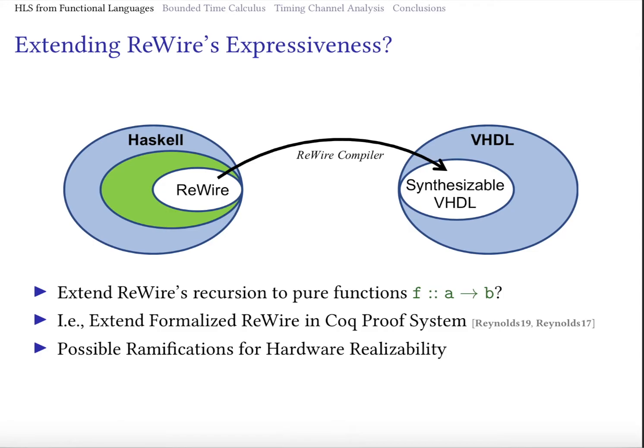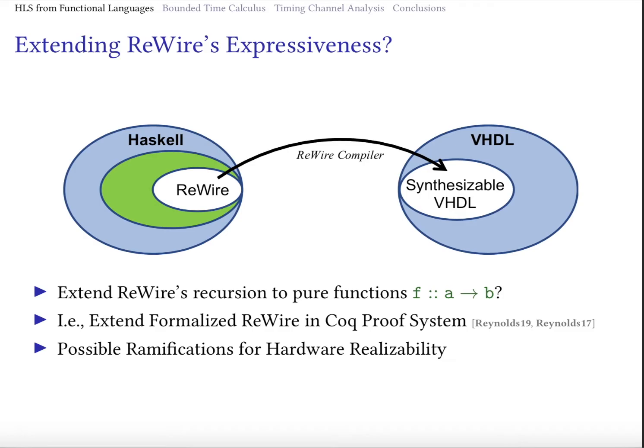So that means, for example, that if we have a pure function f from a to b, notice b is not in the ReT monad, that is to say, is there any form of recursion that we can use on that sort of pure function? Currently in Rewire, we just disallow any recursion on types of that form, but it would be nice to be able to extend it. So how do we even think about that?